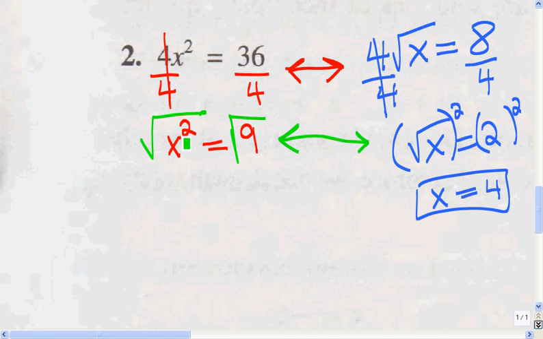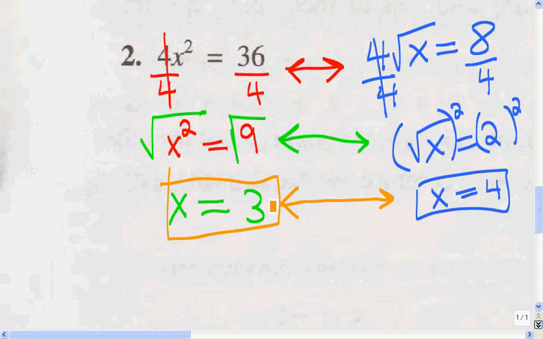So the square root of x squared is x, and the square root of 9 is 3. And that's my answer. x equals 3, and over here x was equal to 4. So these equations are related. I hope you make the connection as to how they're related.